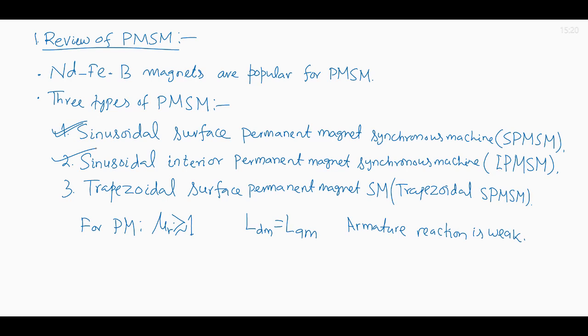So why the name sinusoidal in first and second type? When the machine is rotated by a prime mover, what is the nature of the induced EMF? In sinusoidal machines, the waveform of the induced EMF is sinusoidal, hence they are named as sinusoidal SPMSM or sinusoidal IPMSM. But in the third type, trapezoidal SPMSM, the construction is such that the nature of the induced EMF is trapezoidal, not sinusoidal. So its name is trapezoidal SPMSM.